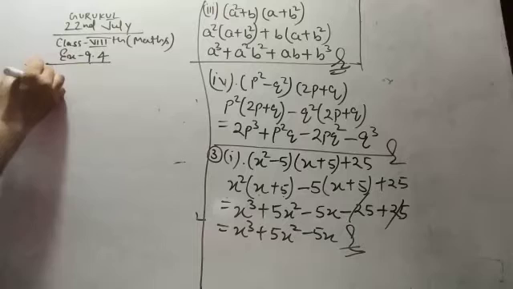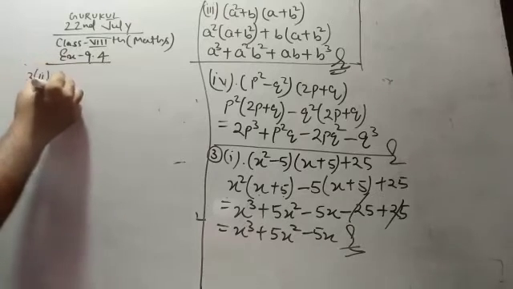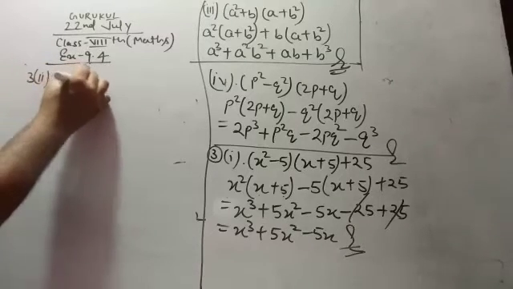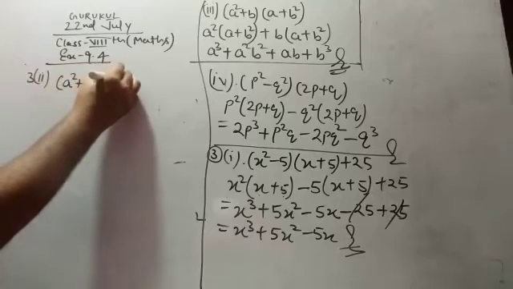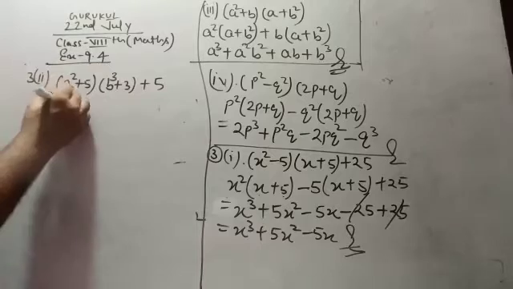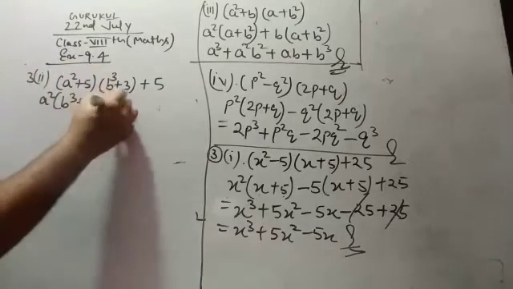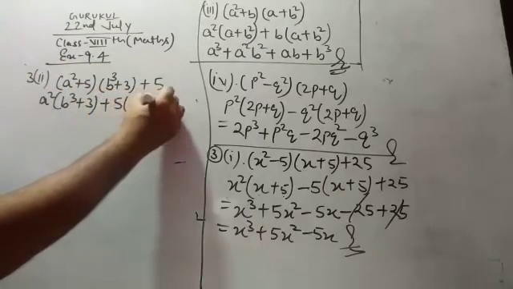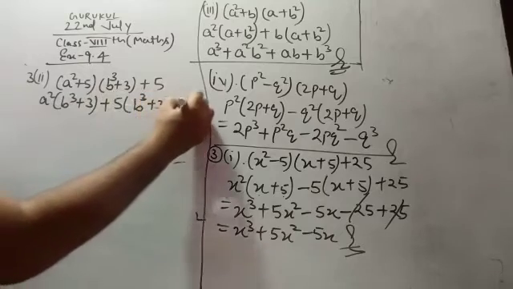So that is a square plus 5, b cube plus 3 plus 5. So a square will be multiplied to b cube plus 3, then plus 5 will be multiplied to b cube plus 3 plus 5.